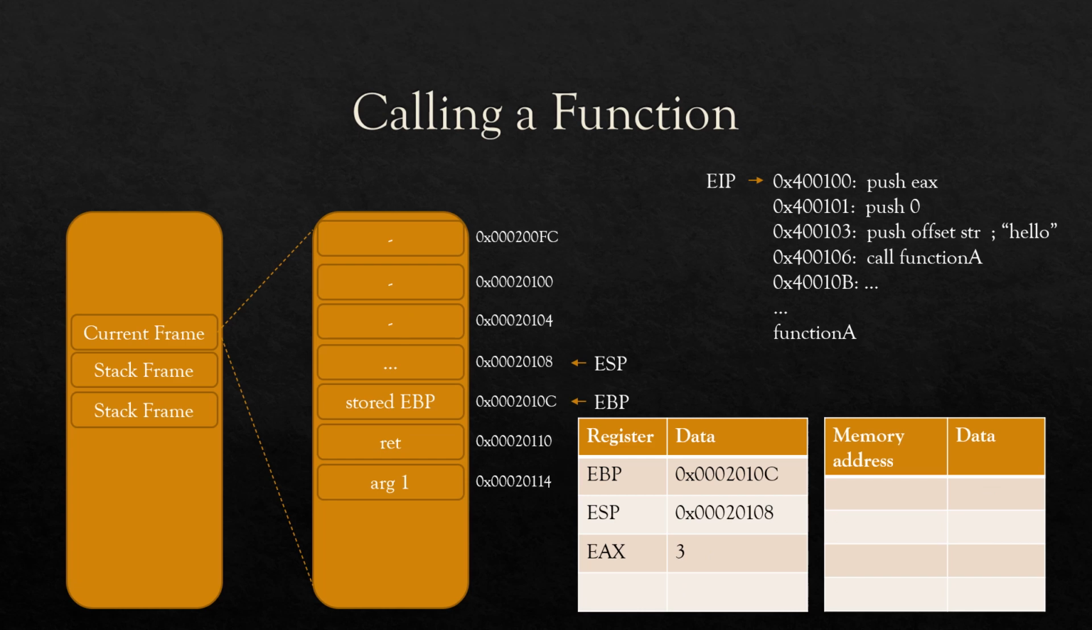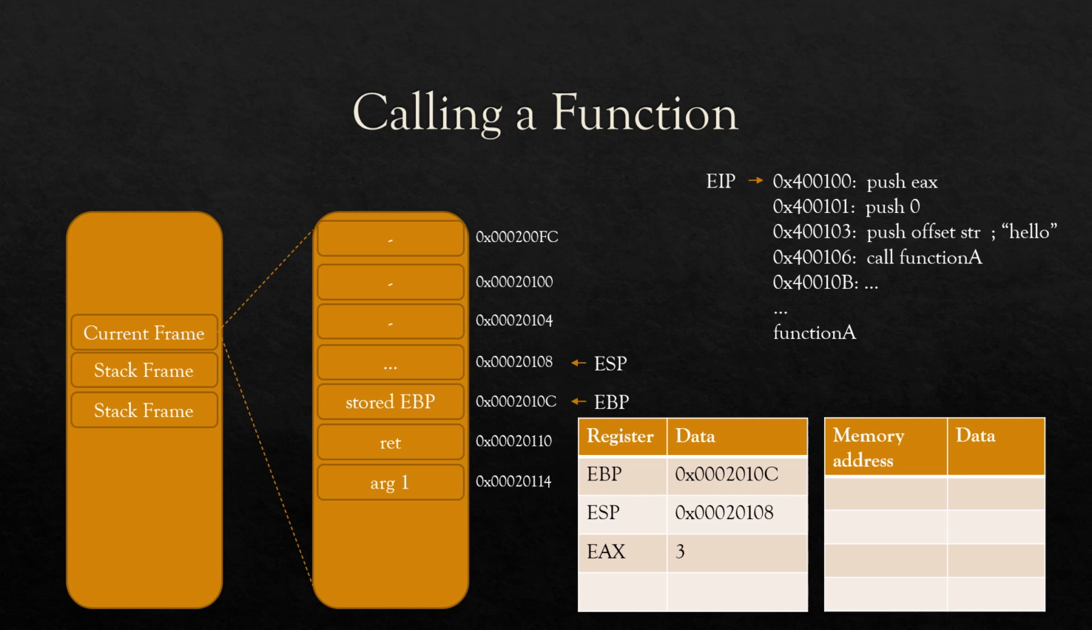The next thing we'll go over is calling a function. So similarly, we have a stack frame here, and we have the base pointer and then the stack pointer. And what we're going to do here is push some things onto the stack and then call a function. So when we push something onto the stack, ESP is going to grow, so it's going to be decremented by 4, and then that value is going to be stored there.